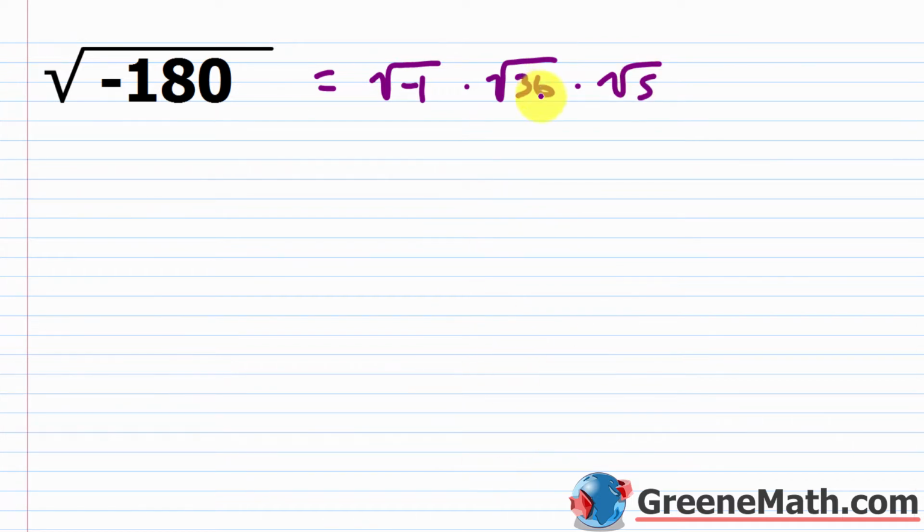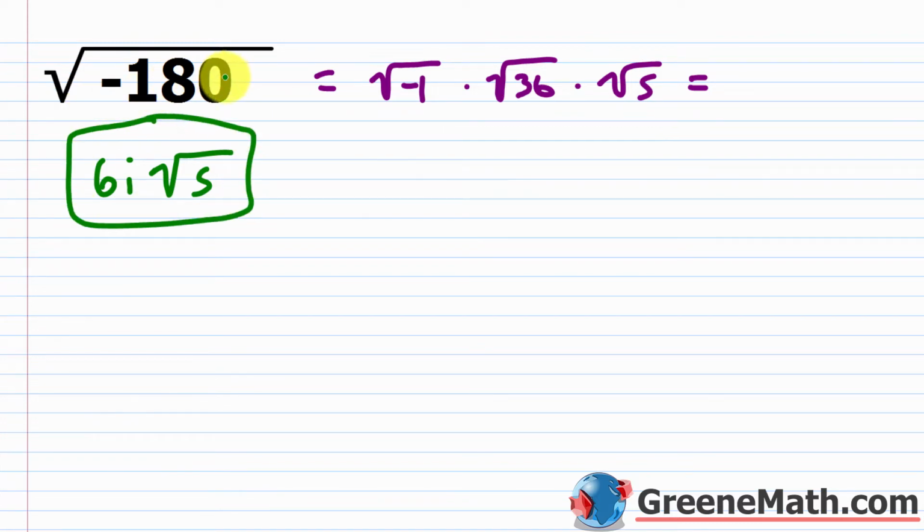Basically the square root of 36 is 6, and the square root of -1 is i. So I'll put i times 6, or really I should rearrange this and put 6i, and then just times the square root of 5. Simplifying these types of problems is very, very simple. This is our answer: the square root of -180 simplifies to 6i times the square root of 5.